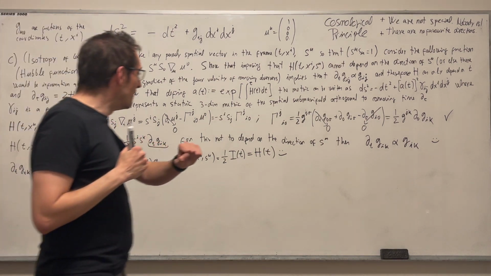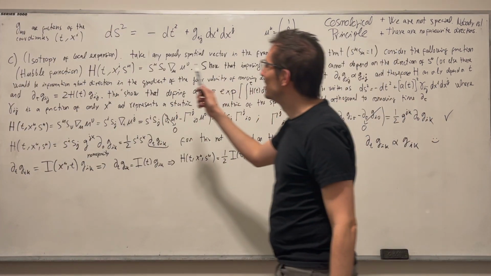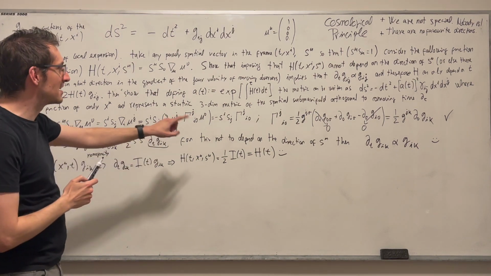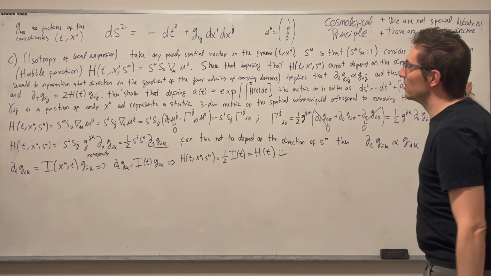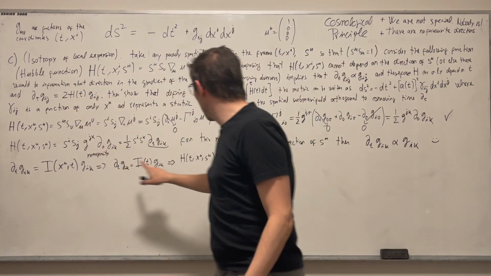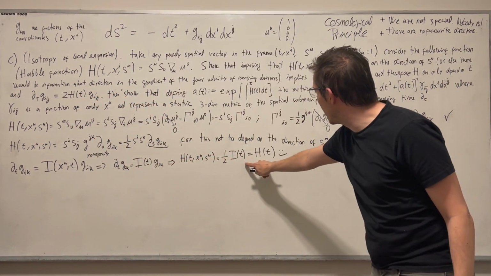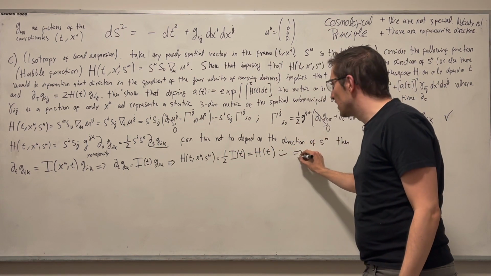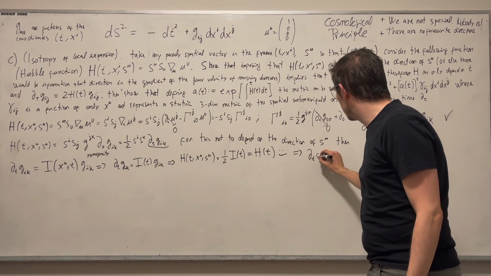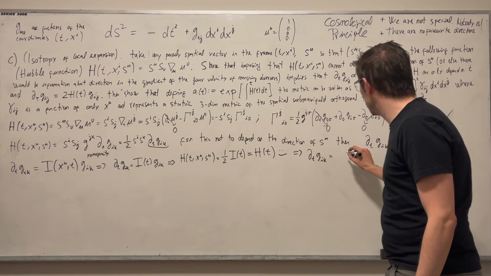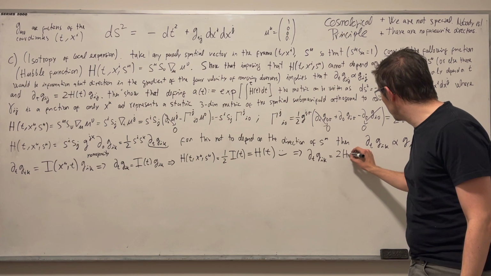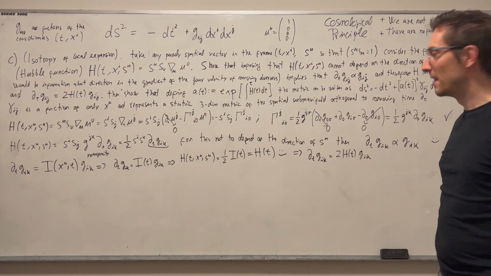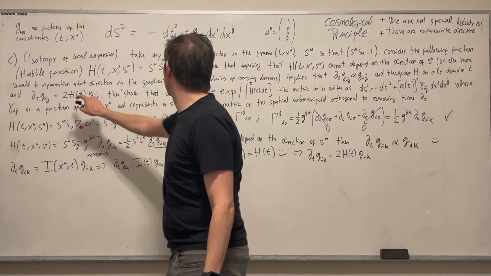When we have that, we have proven that h can only depend on t. Now I can go back to this expression and substitute I by twice h. So that means that partial t g_ik is equal to twice the Hubble function times g_ik. Wonderful. So we have proven that one now. That's nice.